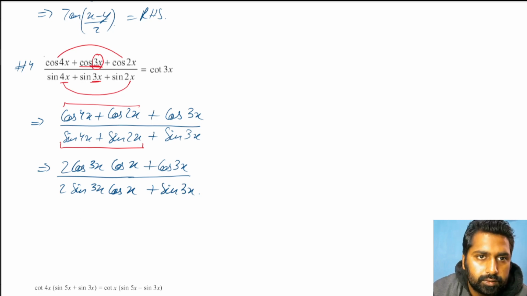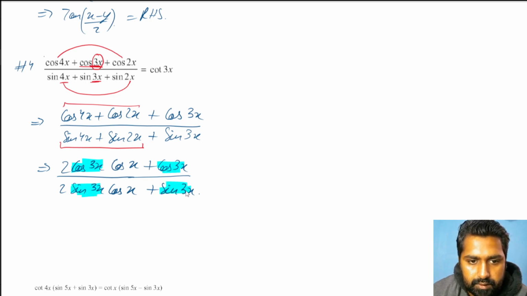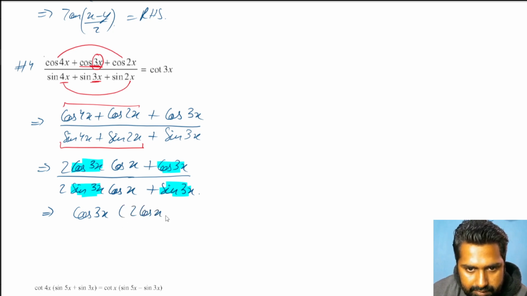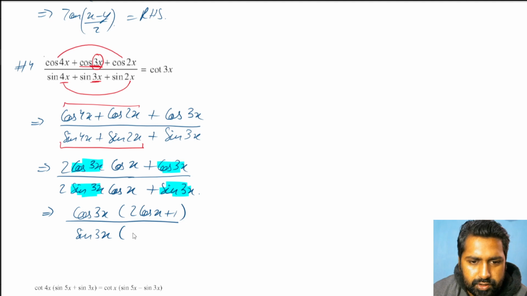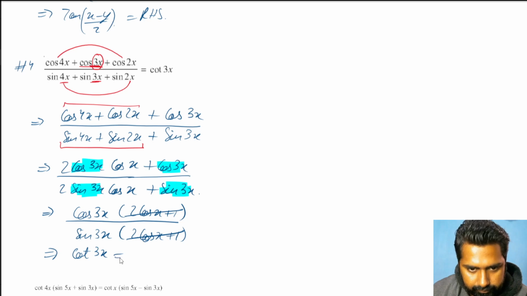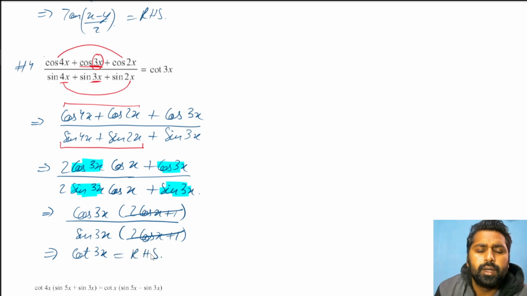Now take common. You can see this cos 3x is common in these first two terms, same here. Sin 3x is common in the denominator. Let's take it common. This was the benefit that I was talking about, that we have to generate nearly the same term. So cos 3x, if I take common, this becomes 2 cos x plus 1. In the denominator sin 3x, if I take common, that generates 2 cos x plus 1. Both the terms are the same, so cancel it. Cos by sin is cot 3x. That's your RHS. So we have proved it.